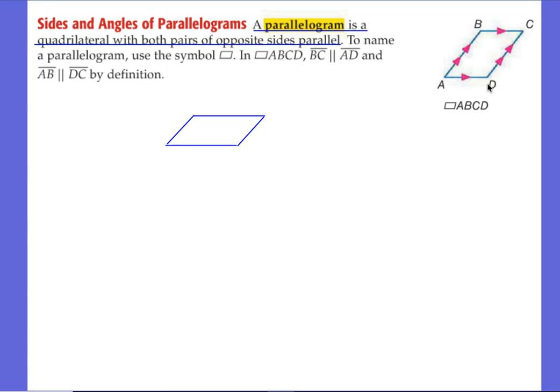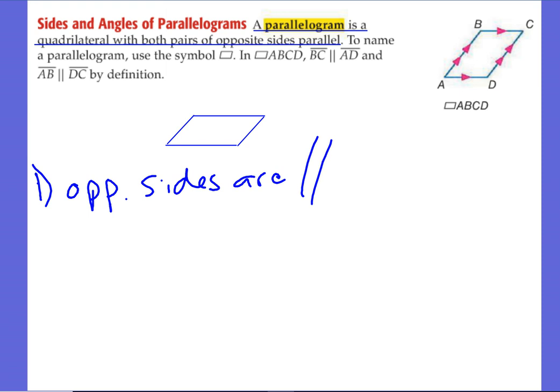BC is parallel to AD, and AB is parallel to CD. And so I'm going to go ahead and just say that the first characteristic here is by definition that the opposite sides are parallel. So that is our first characteristic of our parallelograms. Let's continue on with 2 other ones by the time this video is over.